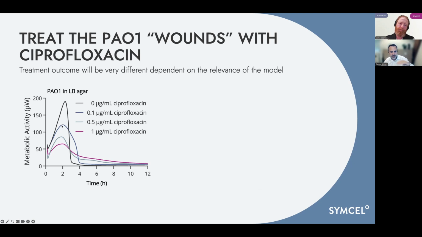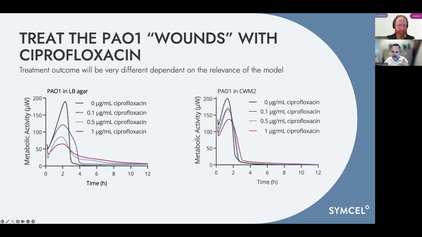So what you'll see here is that we actually see a lowering of the maximum metabolic activity over time. And I know it's over time within the first. So this is on the fully developed aggregates, so the wound that is already mature. Well, let's compare this then to what happened in the wound media.